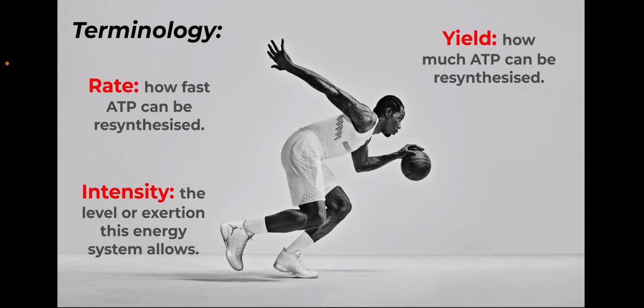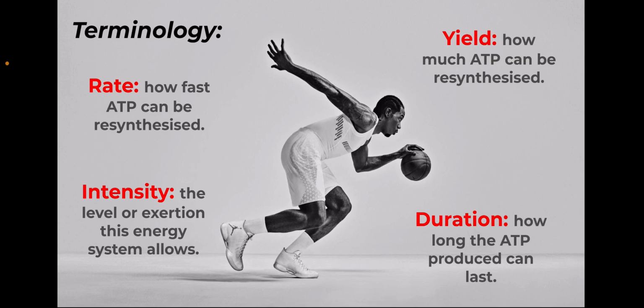On the other side, the yield is how much ATP can be resynthesized. Now, we only have 1 to 2 seconds of ATP, but each energy system increases that capacity. The yield of ATP is depicted by how much fuel or the capacity to actually use the system or how long we can work without oxygen.